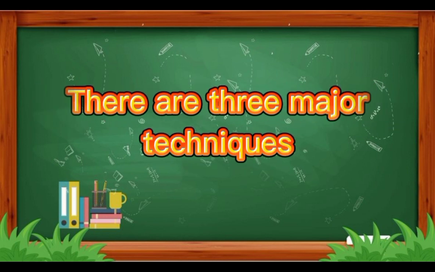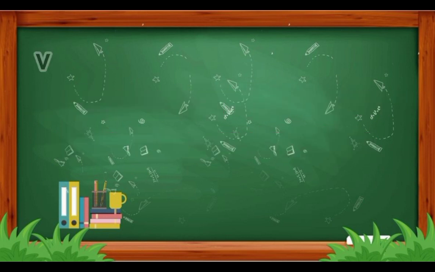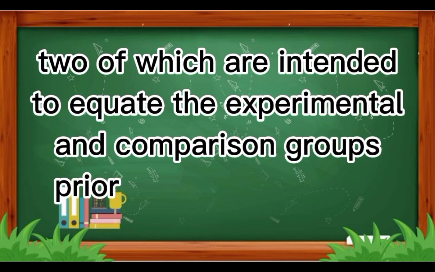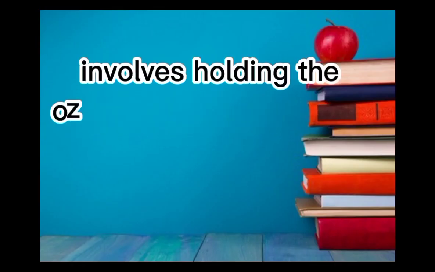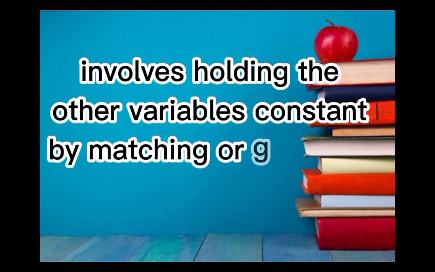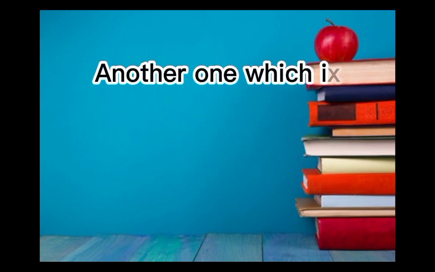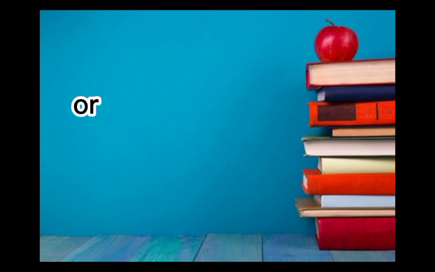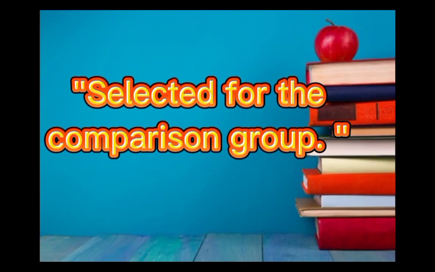There are three major techniques for controlling the influence of extraneous variables, two of which are intended to equate the experimental and comparison groups prior to the experiment. One technique involves holding the other variables constant, by matching or selecting subjects with the same traits for the experimental and comparison groups. Another one, in which a group quite similar on all characteristics or variables that are relevant or capable of affecting the dependent variable is selected for the comparison group.